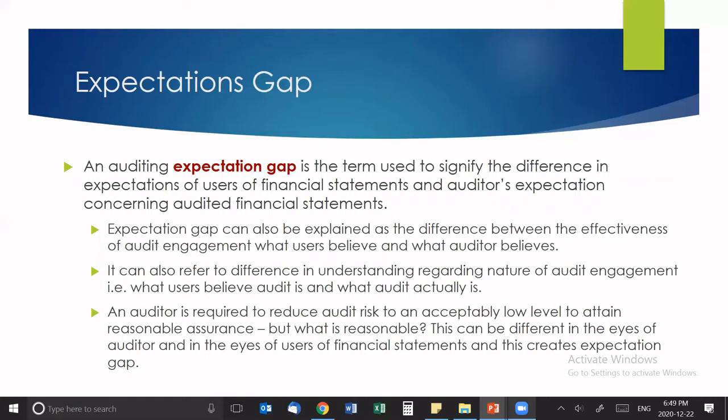There is an expectation gap in auditing, which we have to keep in mind. It is basically the difference between what the users expect of the financial statements and the auditor's expectations of the financial statements. For example, users think that if the financial statements are audited, then they're 100% correct. That's one of the examples of the expectation gap.